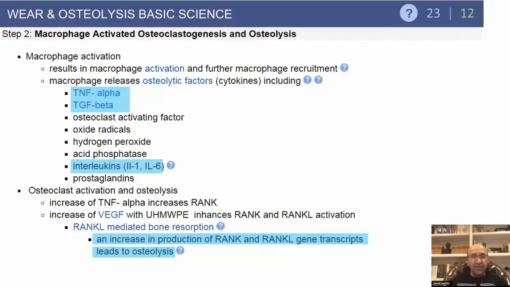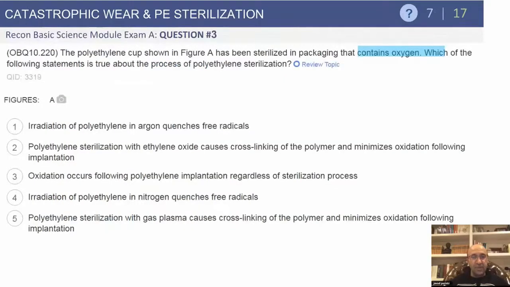Macrophage activation sets up a whole cycle of molecular mechanism that involves cytokines as well as interleukins. In particular, TNF-alpha, TGF-beta are involved. Interleukins, in particular interleukin-1 and interleukin-6 are also involved. These activate the prostaglandin cycle, and they can lead to increase in the level of these cytokines and activation of VEGF and also RANK and RANKL activation, which we will come to in a few slides.